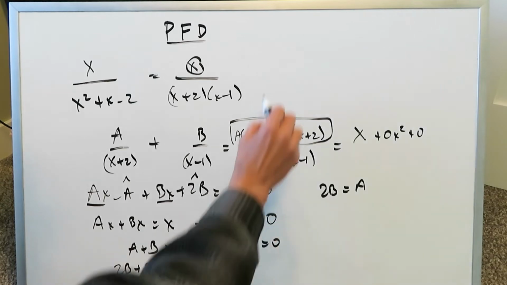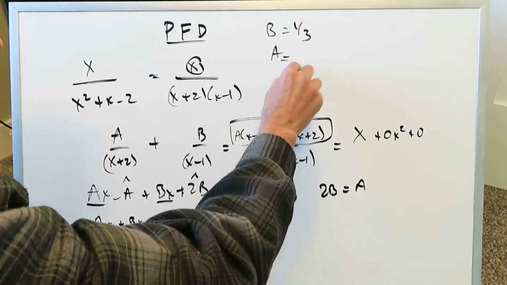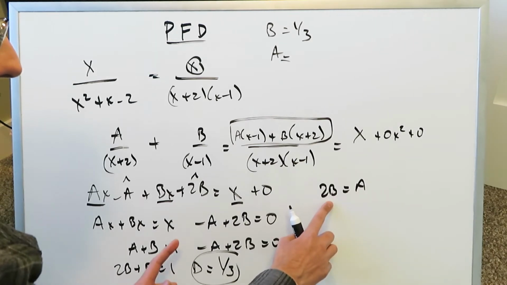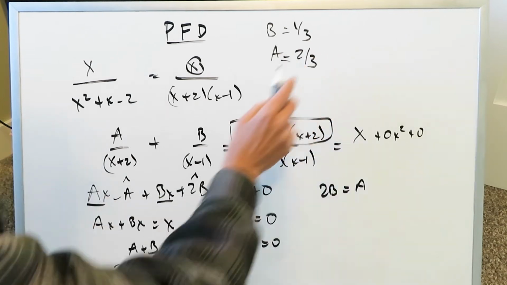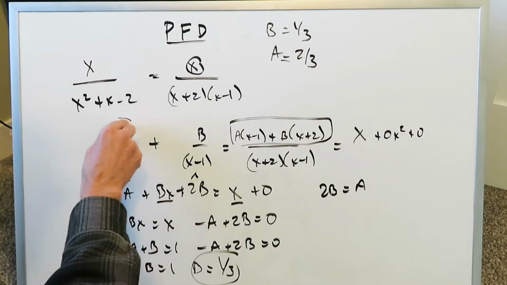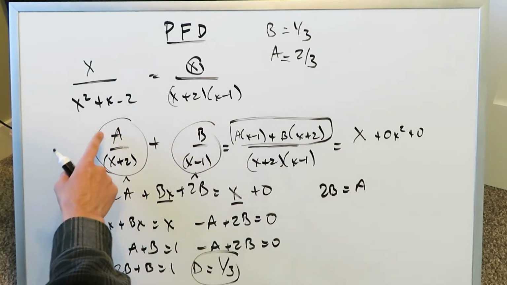So we've determined b. We put b over here, 1 over 3, and then we can very easily determine a from here. If b is equal to 1 over 3, a is equal to 2 times 1 over 3, which is 2 over 3. That right there is what I wanted, because this is going to fall right into here and give me my partial fractions. A is 2 over 3, just plug it in right here.